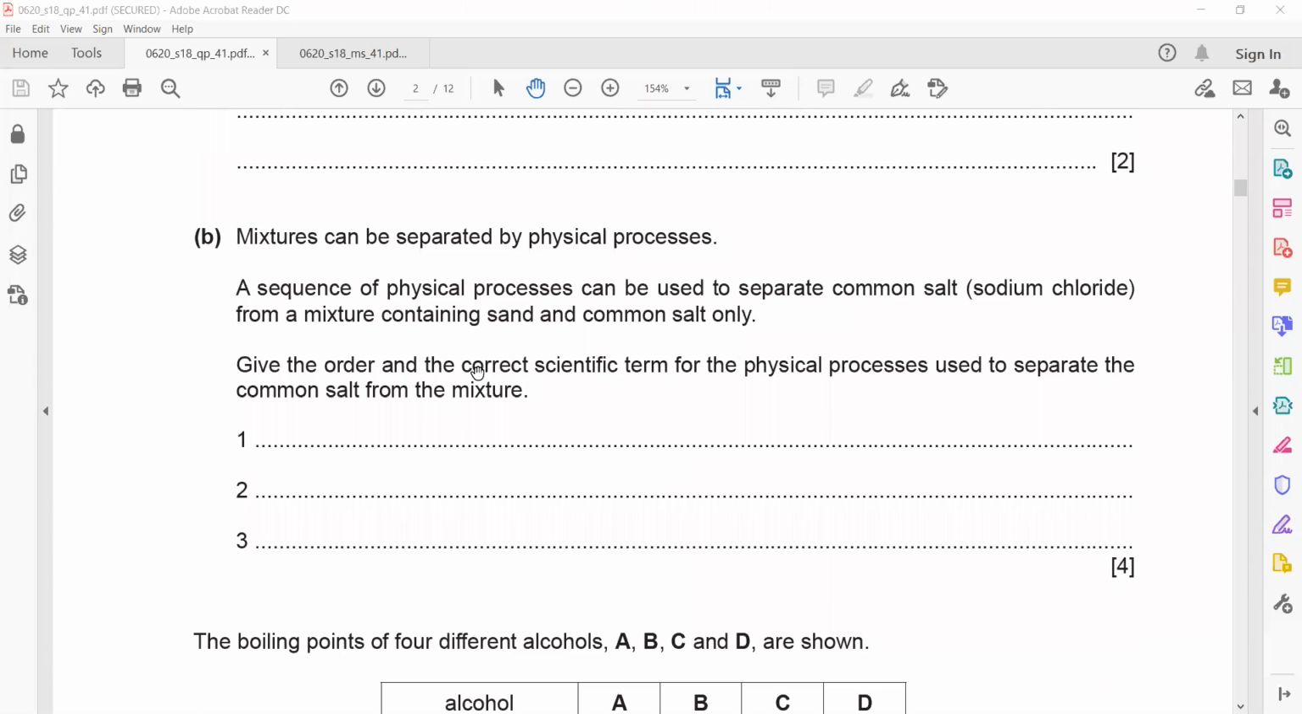A mixture can be separated by physical processes. A sequence of physical processes can be used to separate common salt, sodium chloride, from a mixture containing sand and salt only. Give the order and the correct scientific term for each physical process used to separate. So first, we will dissolve. Dissolving is there. The second, we will filter. And then the third, we will use crystallization.